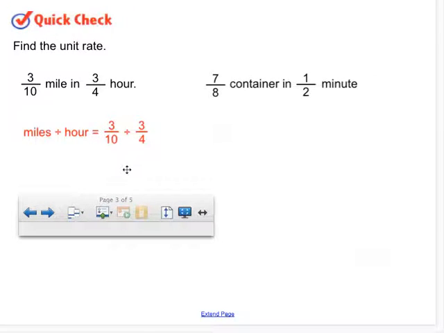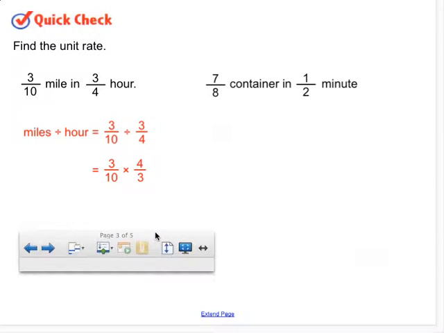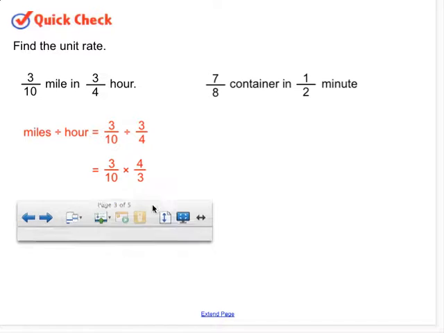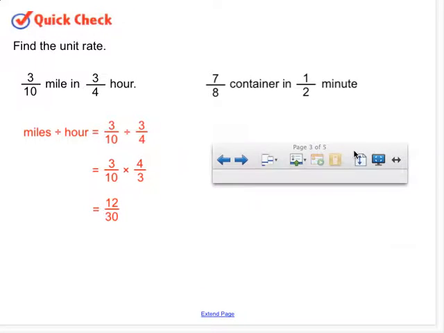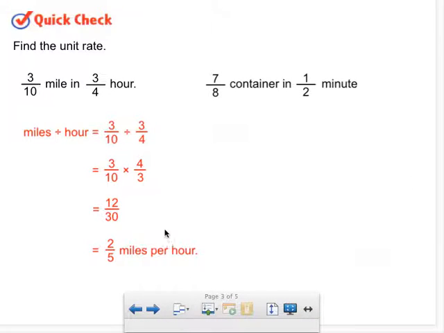Right, so division becomes multiplication. What else? Reciprocal of 3/4. What's that going to be? Right, so here we got 3/10 times 4/3. And what do we get back? Nice. Nice, so we simplify that to 2/5 miles per hour. Make sure you guys are labeling this. If you get this far and find the correct fraction, great. But if you want full credit, you need to label the units. 2/5 miles per hour. Got it?